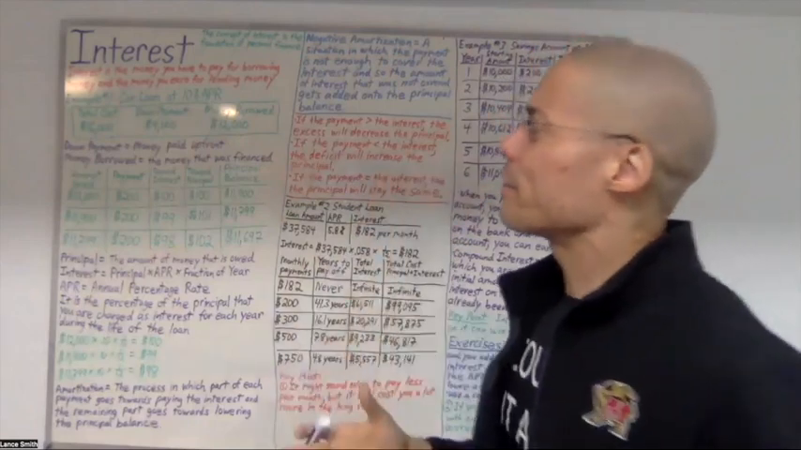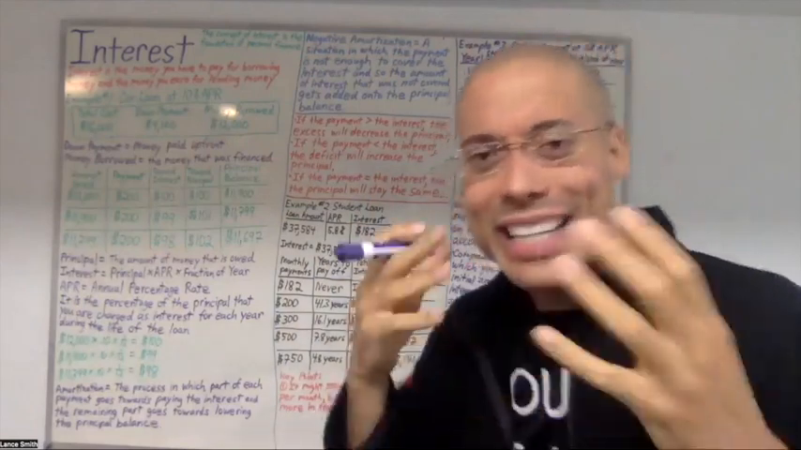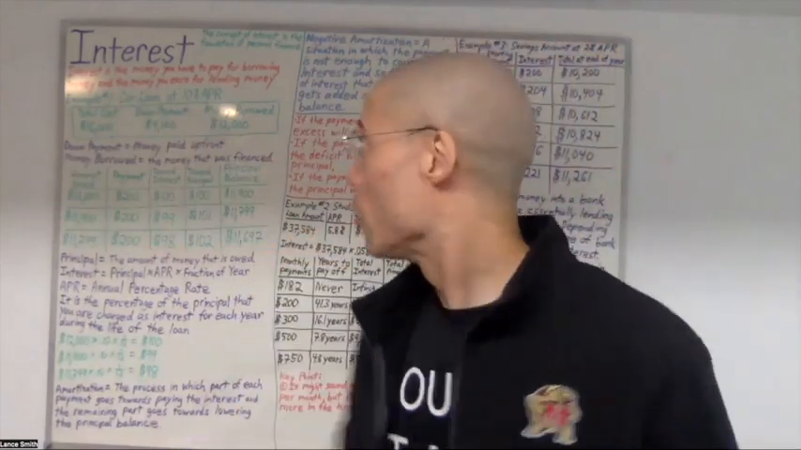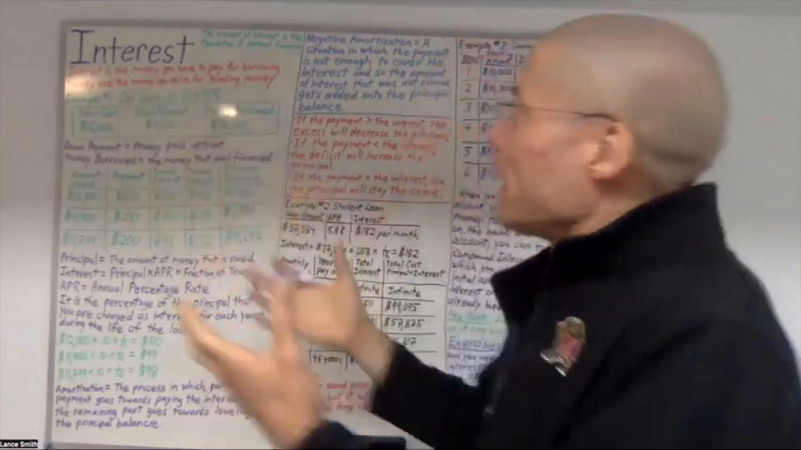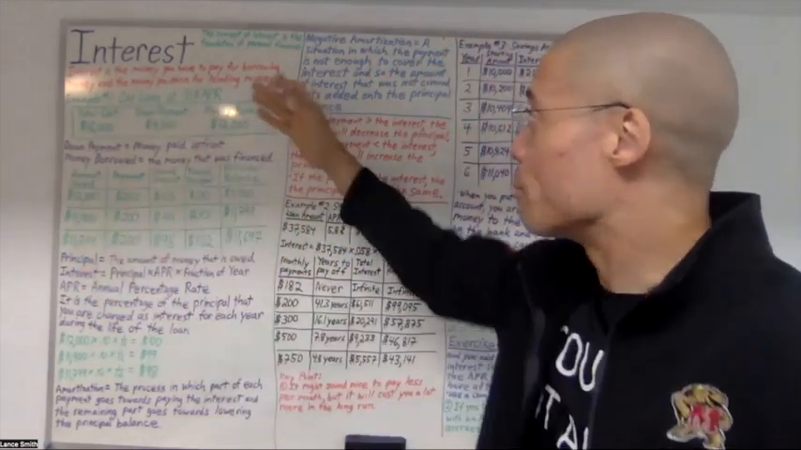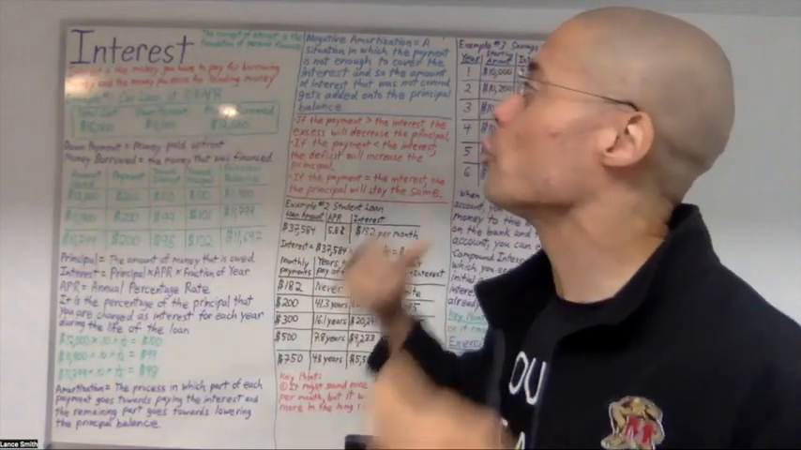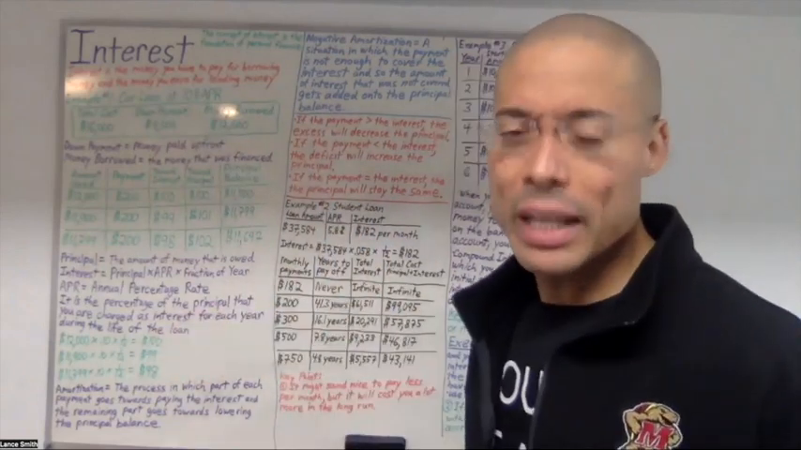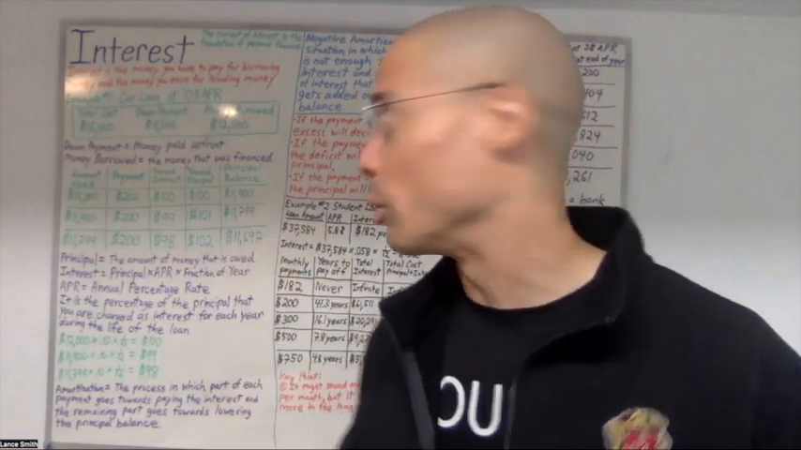Now, let's clarify, what is interest? What exactly is interest? Well, interest is the money you have to pay for borrowing money and the money you earn for lending money. Let's jump right into our first example.